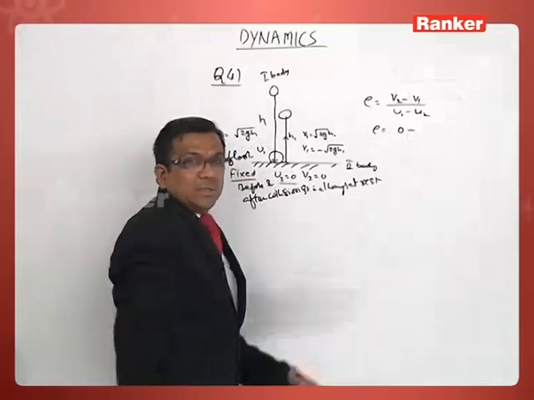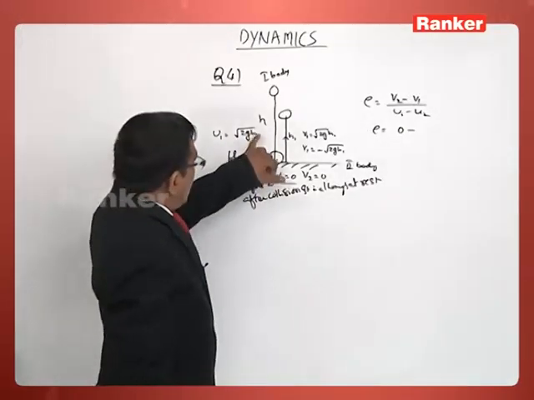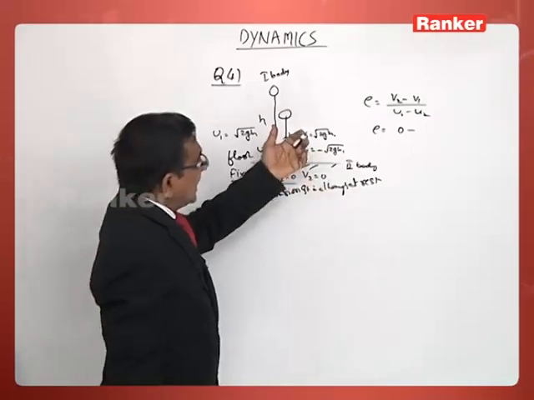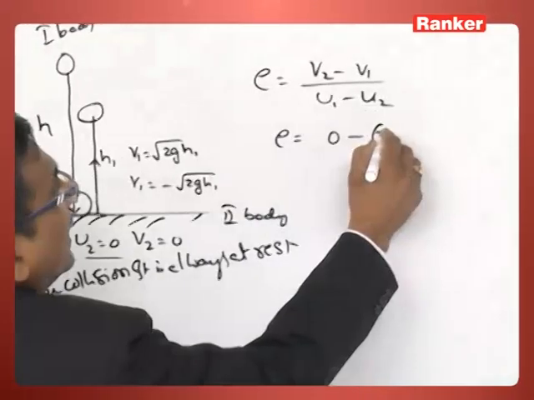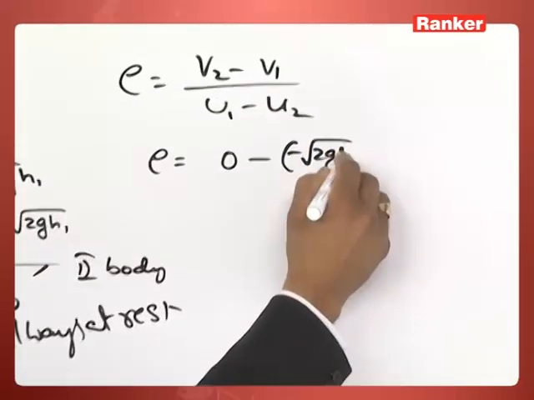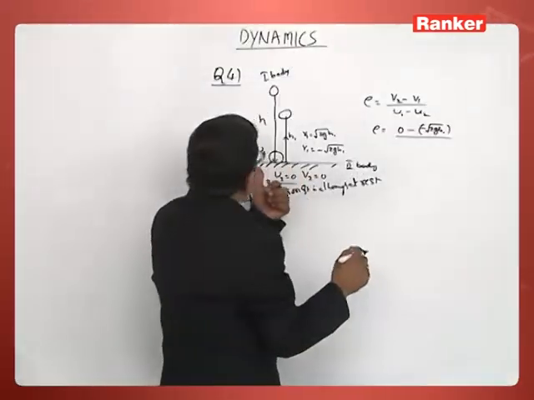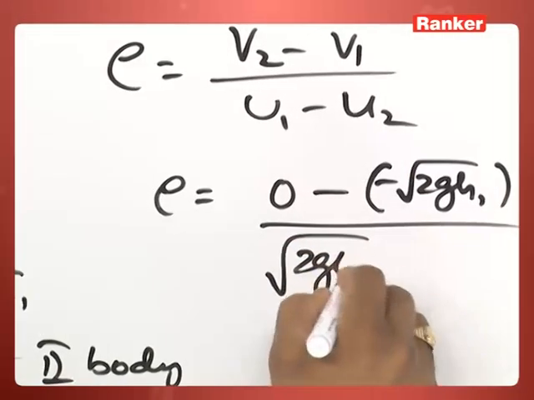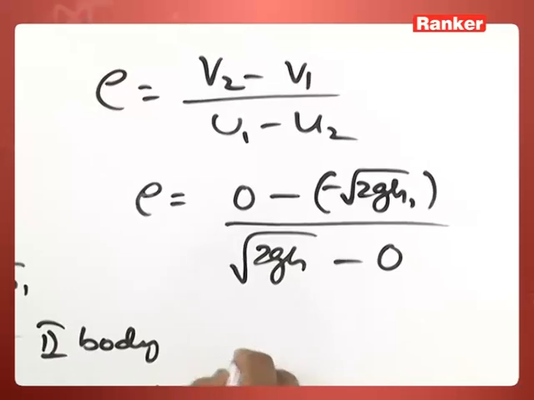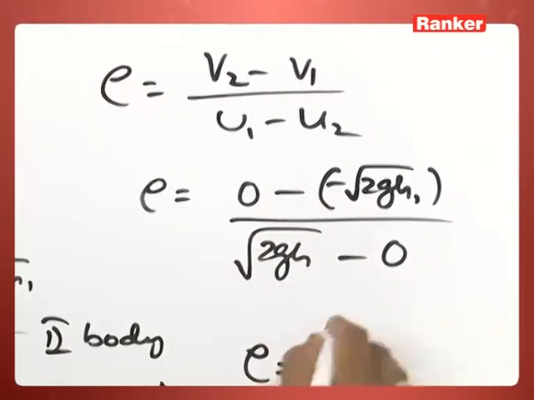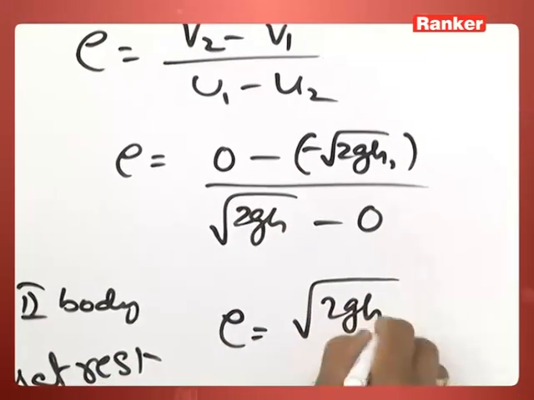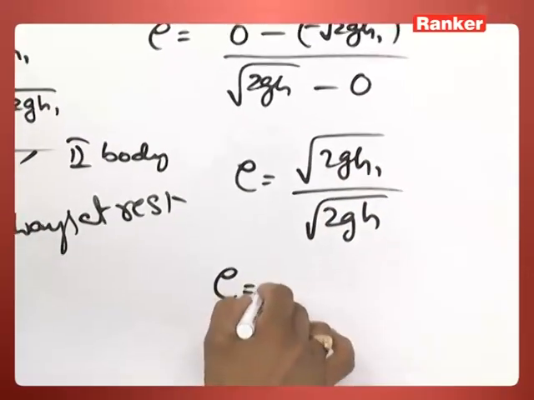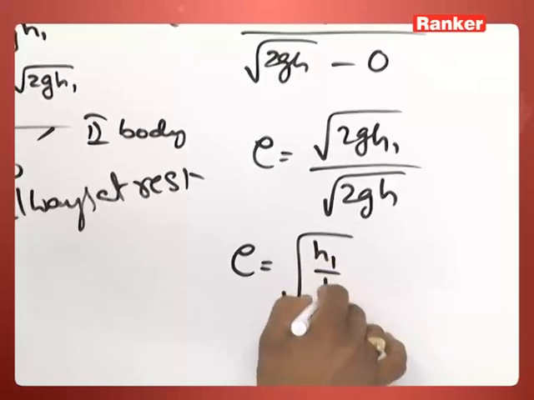As it is a vector, direction of velocity is changing. Downward direction if I take positive, upward direction will become what? Negative. As direction is changing, this I can write minus root 2g h1 by u1. It is striking the ground with a velocity root 2g h, minus u2 is 0. This if you simplify, minus of minus plus root 2g h1 by root 2g h you are getting. So this you further simplify, root h1 by h.